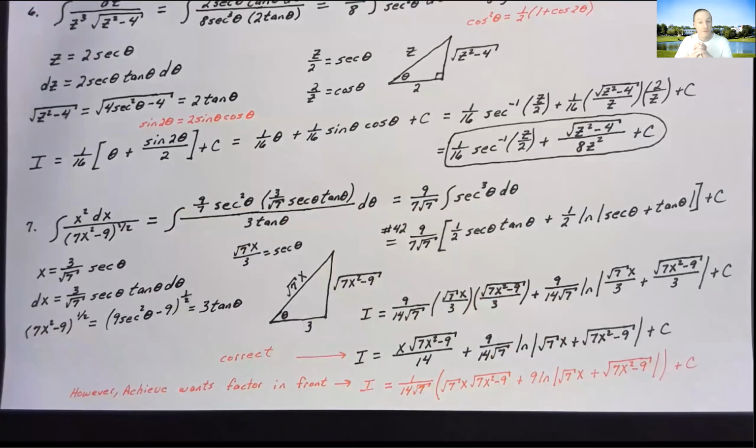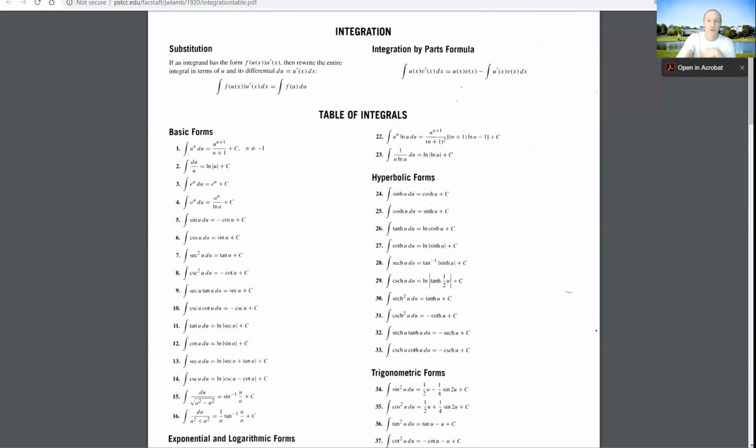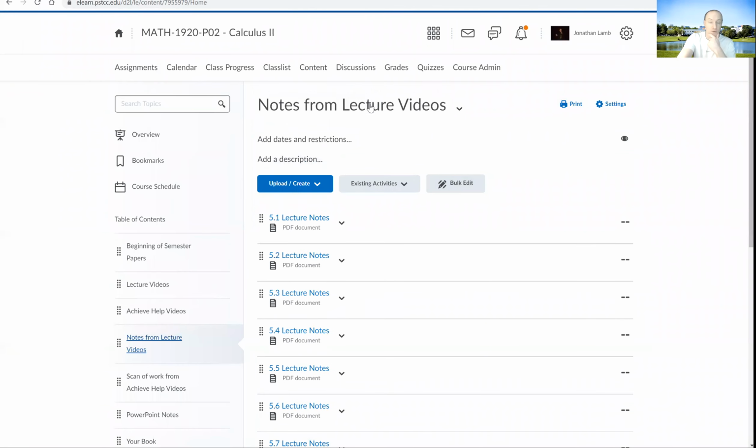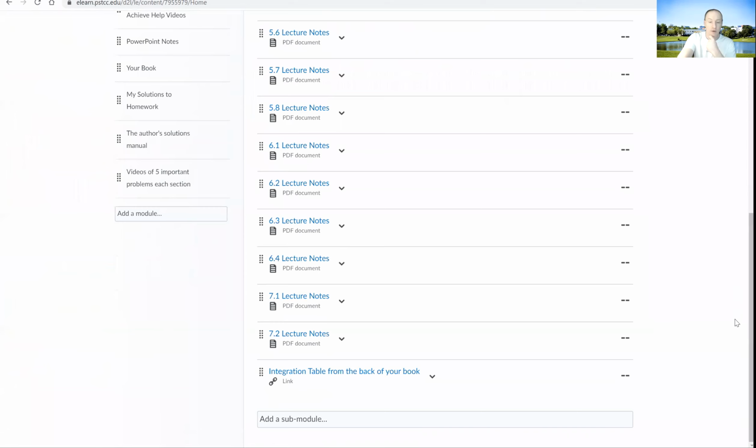Now here's where, for the very first time in these problems, and it happens quite a bit after this, we have to, and I hate doing it, but we have to rely on our table of integrals. I have it posted online for you. Actually, it's linked right here. So in your D2L course, it's under the notes from lecture videos. And if you go to right in between what's going to be 7.2 and 7.3 lecture notes, right before the lecture notes for this section in 7.3, you can see the integration table from the back of the book.